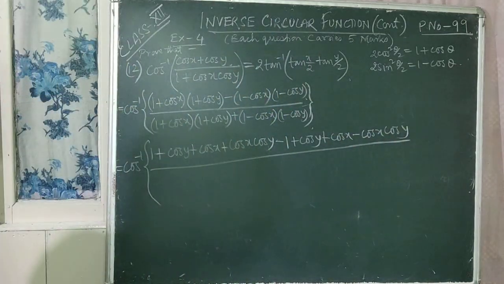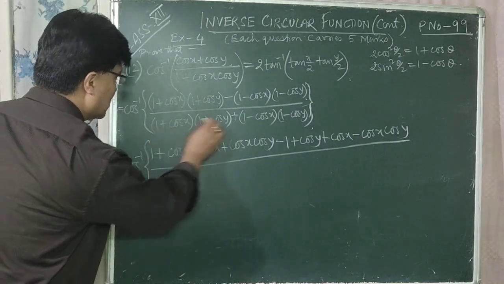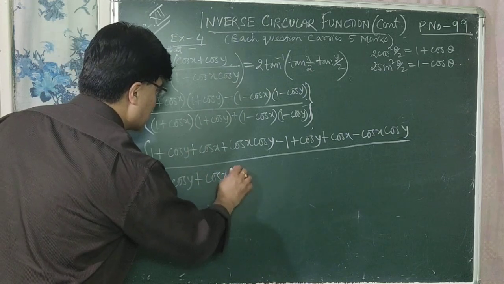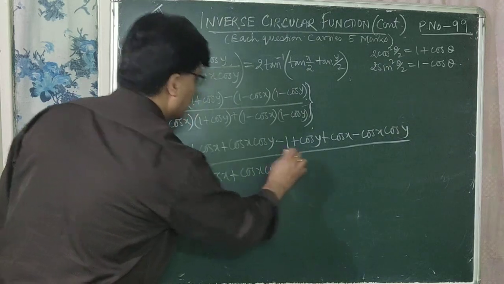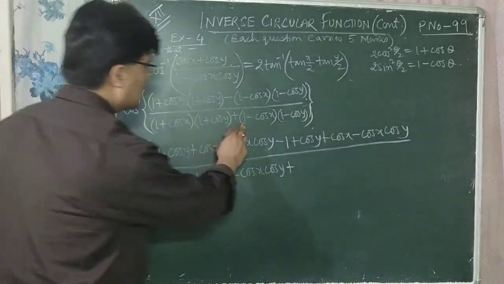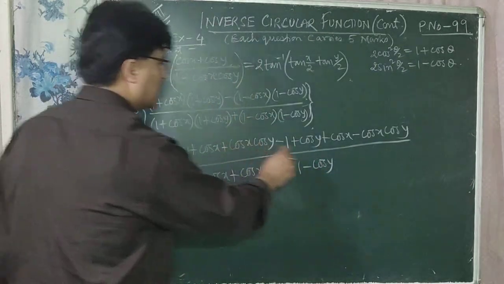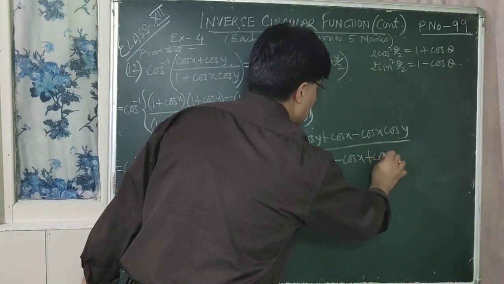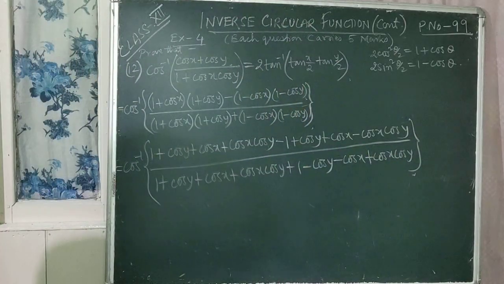So in the denominator also you can multiply them. Okay? So 1 into 1 is 1 plus 1 into cos y plus cos x into 1 cos x plus this is cos x cos y. This is cos x cos y plus next. This is 1 into 1 is 1 minus cos y, right? Minus cos x, minus into plus, this is your cos x cos y. Second bracket is closed. Is it clear now?